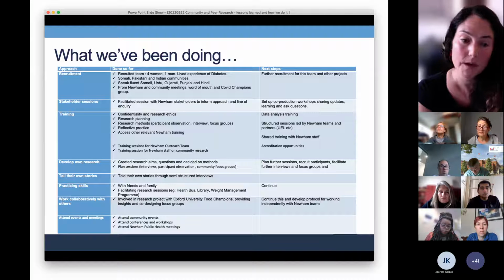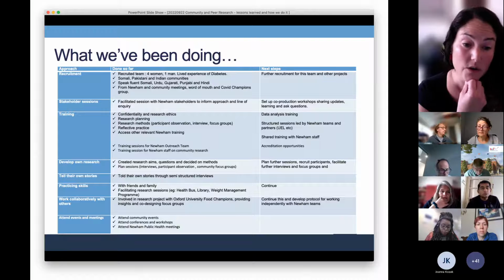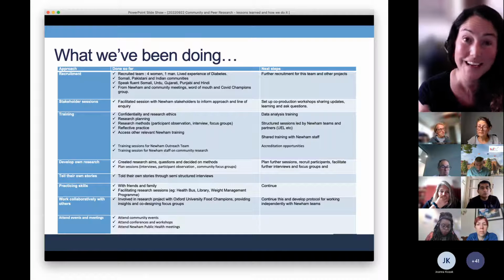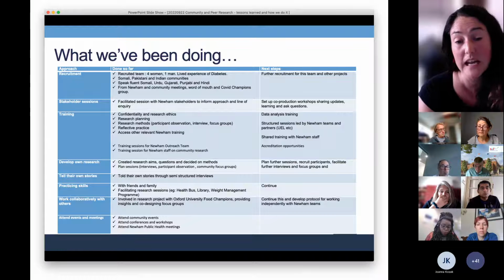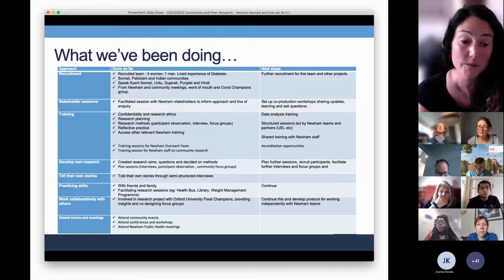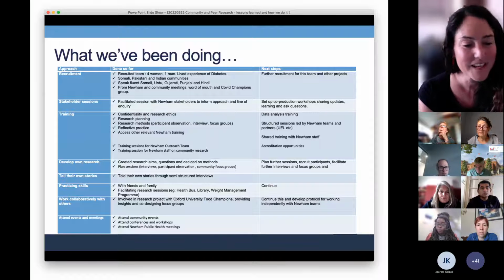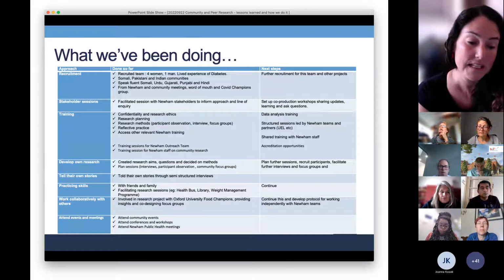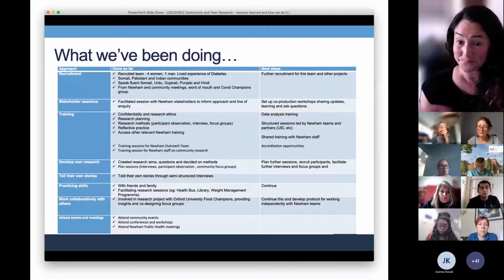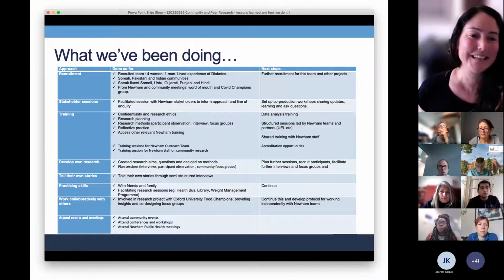So this is really important about building people's skills and networks. They've been involved in a research project with the Oxford University Food Champions. They've not only been involved in the focus groups, but they've actually helped co-design how those focus groups are run. So they fed into that, which has been brilliant. And they have been insanely busy attending community events, conferences and workshops, and attending public health meetings. So very, very busy.